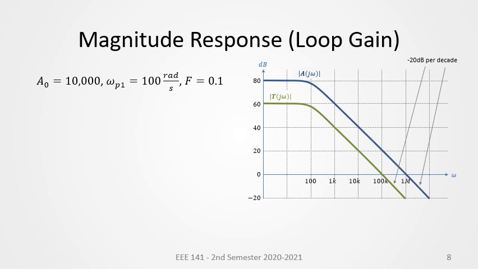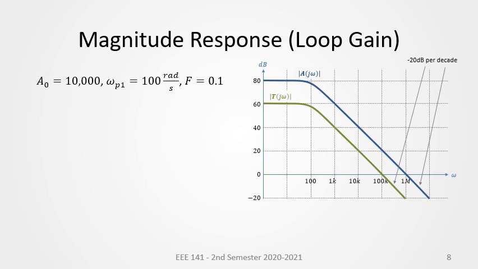We have just reproduced the same magnitude response plot in this slide, although this time the y-axis is now in dB. Note that the DC open loop gain, A0, of 10,000 corresponds to 80 dB, while the DC loop gain T0, which is 10,000 times 0.1 or 1,000, corresponds to 60 dB. The plot also shows the minus 20 dB per decade roll-off after the pole frequency, which is at 100 radians per second.